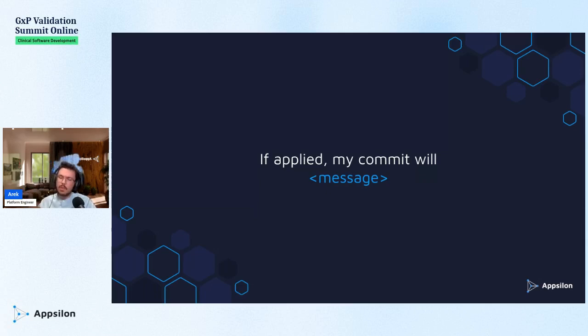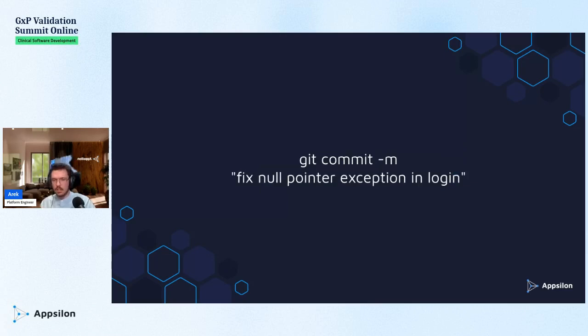And if you have problems with using imperative verb forms, you can always use this structure. So, if applied, my commit will, and here we are putting your message. So in our case, we are having this. If applied, my commit will fix null pointer exception in login. So this is a direct action that we can see from our git commit message. Okay, let's go back to our fixed git commit message.